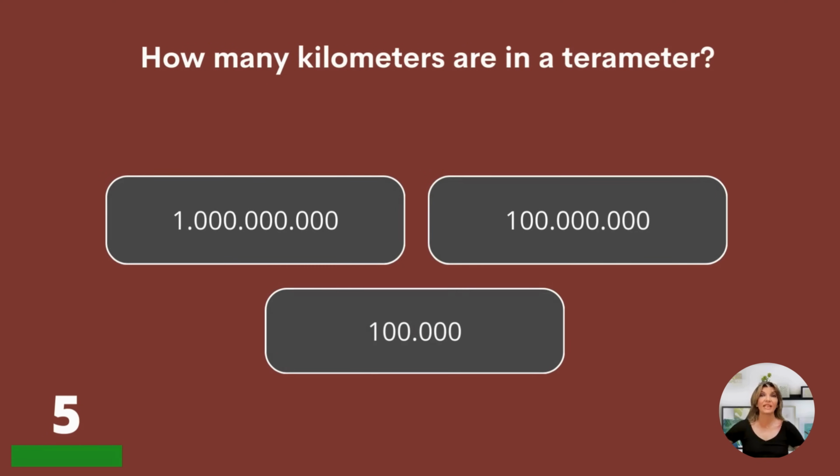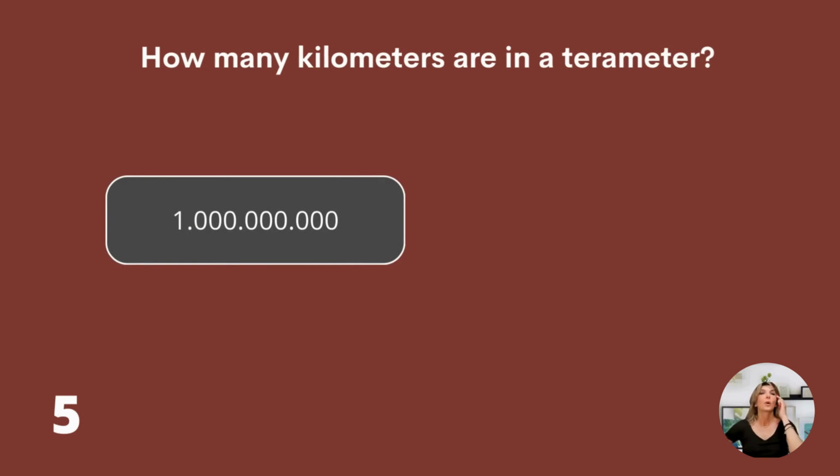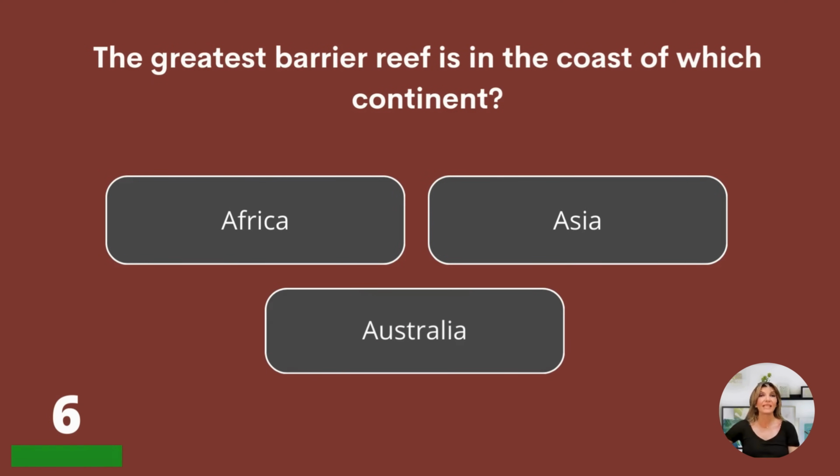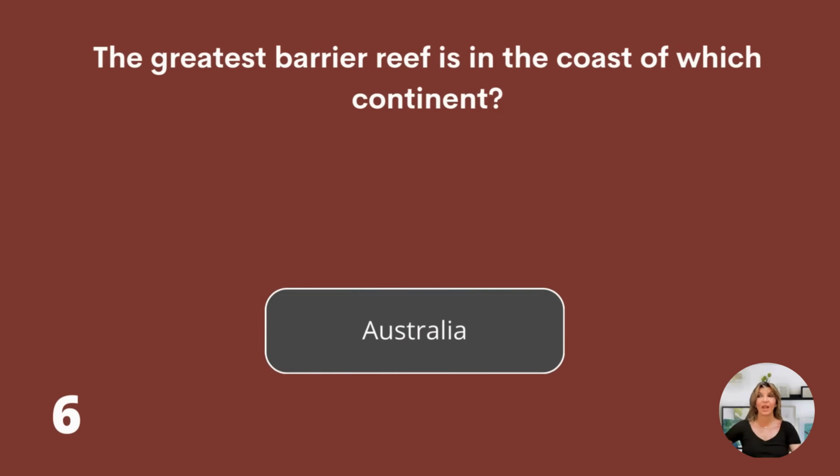How many kilometers are in a terameter? 1 billion, 100 million, or 100,000? 1 billion. The Great Barrier Reef is on the coast of which continent? Africa, Asia, or Australia? Australia.